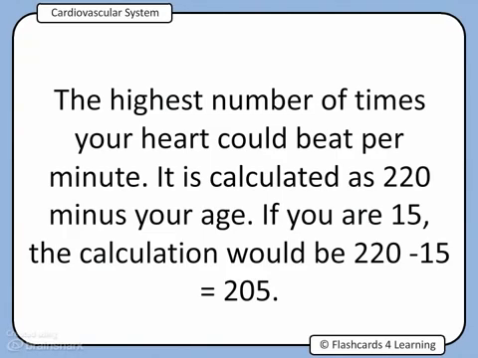Often my students say to me, so why is it 220? I said, you know what? Don't know. Don't worry about it. You don't need to worry about that. You just need to remember the equation is 220 minus your age equals your maximum heart rate.